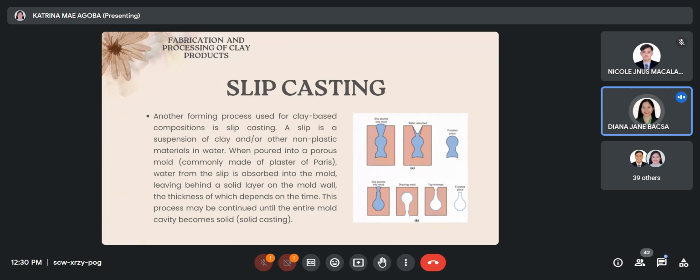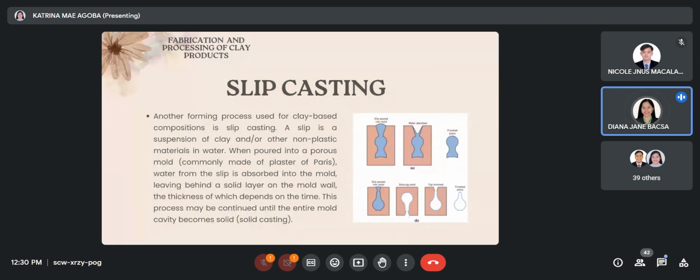the slip casting process can be employed in two primary methods, which are solid casting and drain casting. In figure A is solid casting. The slip is allowed to remain in the mold until the entire mold cavity is filled with a solid layer of clay. This method is suitable for creating solid ceramic objects with no internal voids. In figure B is drain casting.